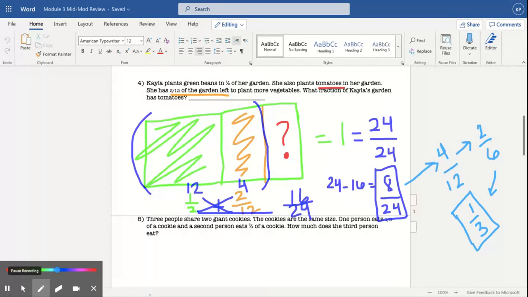Take a second to look at this or pause the screen if you need to, and I'll clear my screen and we'll look at another problem.